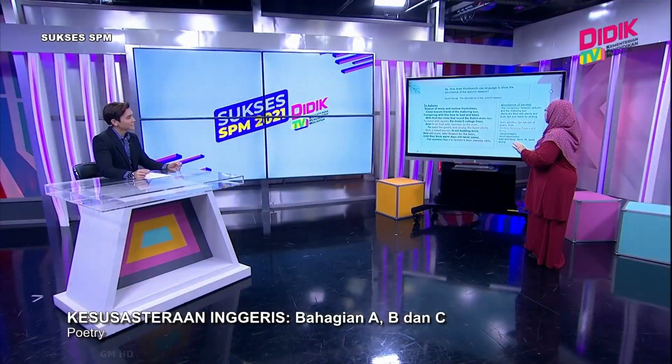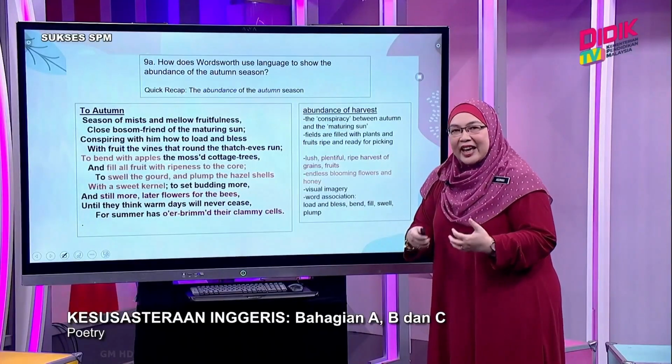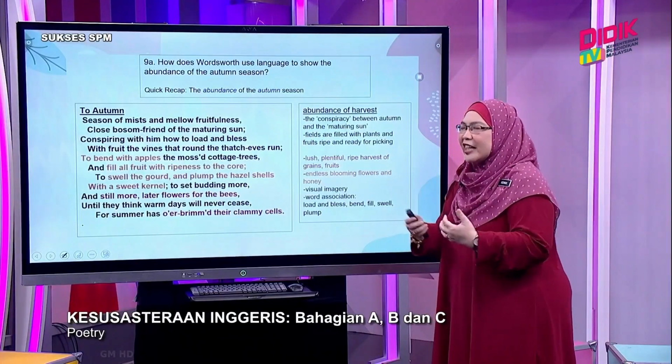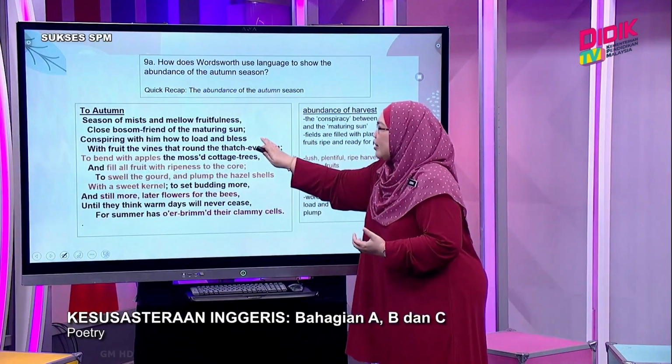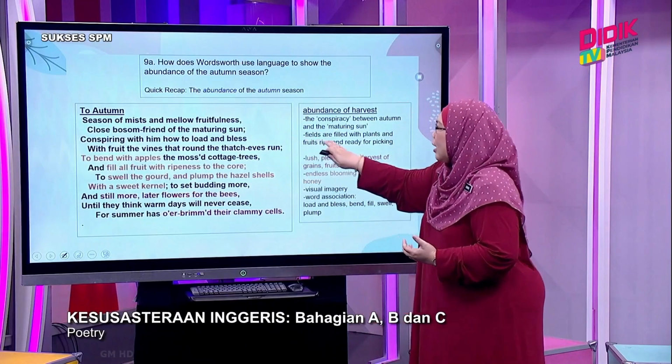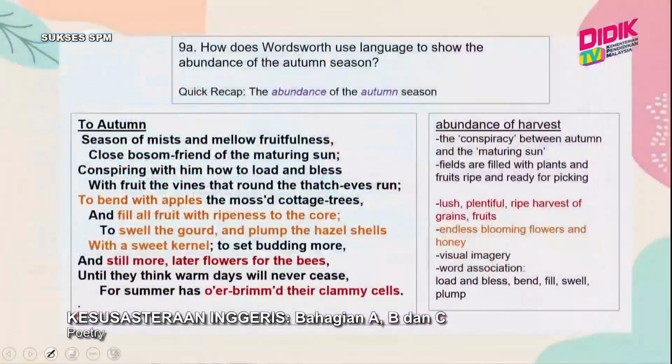So when you're looking at abundance of harvest, the fact that during the autumn season, everything is lush and in abundance, you're going to look at obviously these verbs, all right? Your load and bless, your bend, your fill, your swell, your plump, your later flowers, and then your clammy cells. All these already strengthening your idea about the abundance of harvest as seen in the autumn season.